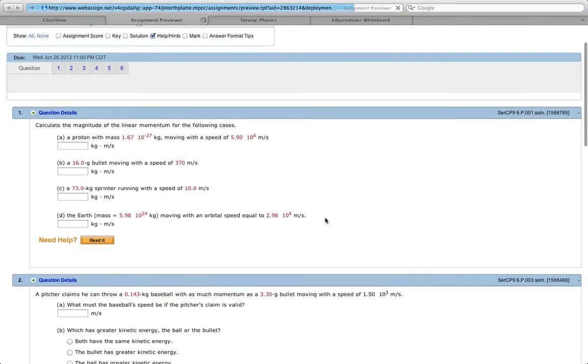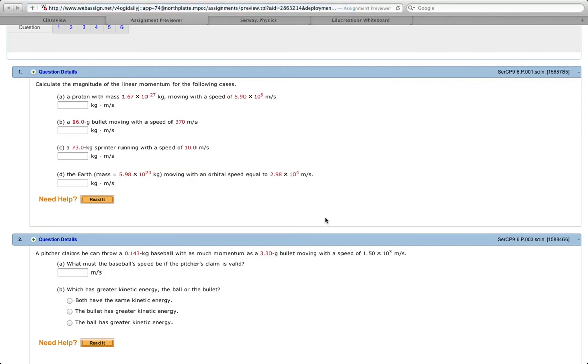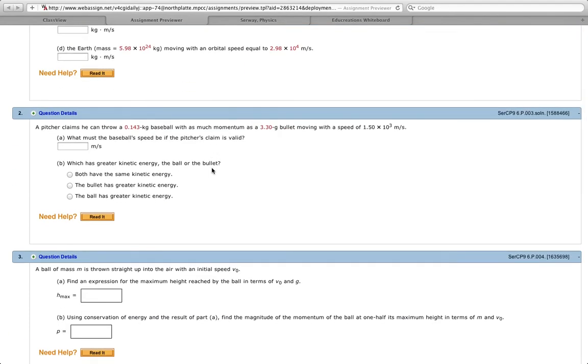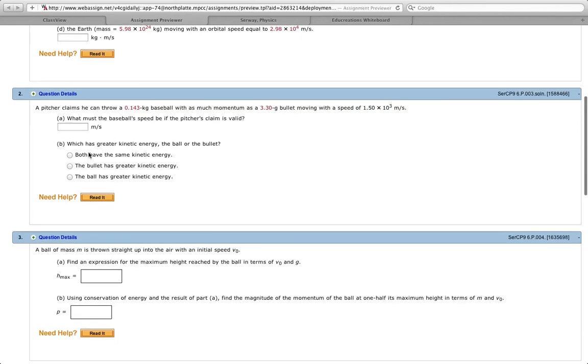Okay, we've got 6 problems. Linear momentum, we're calculating the magnitude. You've just got a mass and a velocity, it's plain and simple. Interesting to look at some of these momenta and compare them, just to see what's going on. A pitcher claims you can throw this baseball with as much momentum as a bullet moving at this speed, and we want to see how fast that pitch must be, and which has the greater kinetic energy.